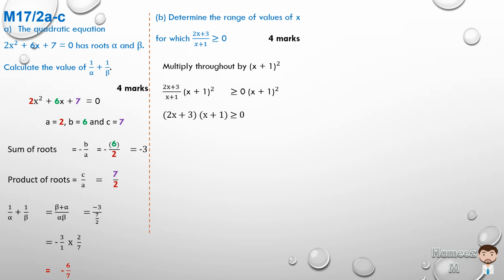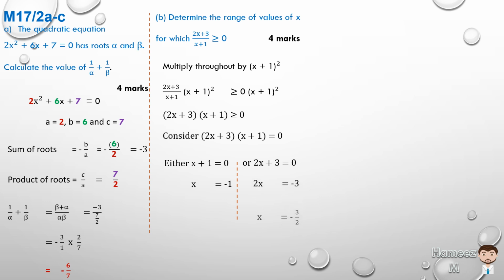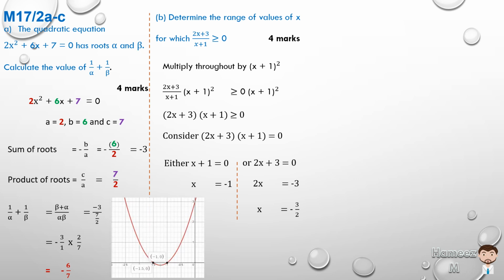So that gives us 2x plus 3 by x plus 1 on the left-hand side is greater than or equal to 0. And if we consider this to be a quadratic equation equal to 0, either x plus 1 is equal to 0, so x is equal to minus 1, or the other bracket, 2x plus 3 is equal to 0. So 2x is equal to minus 3, so x is equal to minus 3 on 2. So if we're sketching the quadratic graph, the coefficient of the x squared term in the graph is positive, so it's a U-shaped graph, cutting at the two roots of minus 1 and minus 1.5 or minus 3 on 2.